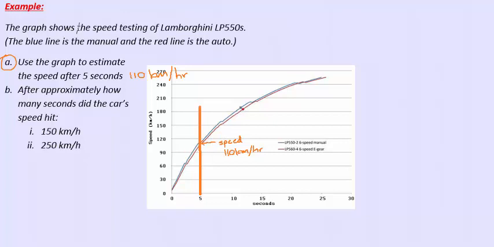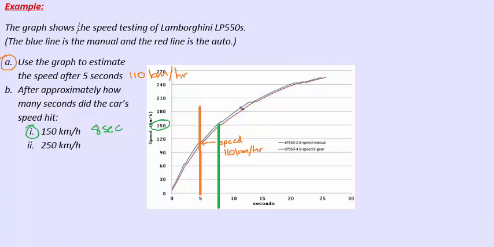The second part of the question asks us to interpret how much time it takes for a value here. So here we have part 1, 150 kilometers an hour. My point hits about here. So if I draw my line down to my x-axis, it looks like it would be about 8 seconds there on that axis. So I'm going to write here 8 seconds.